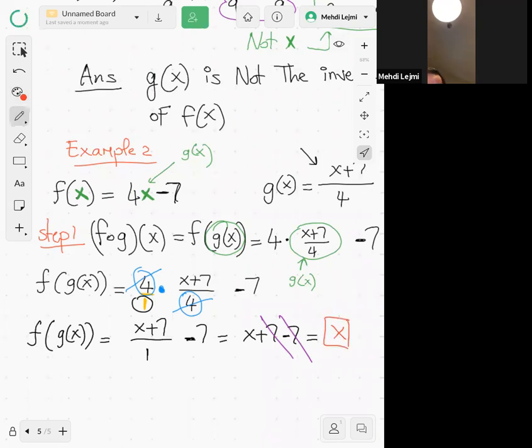Because we got x, we have to move to the next step, step number 2. In step 2, we have to check g of f of x, g composed with f.